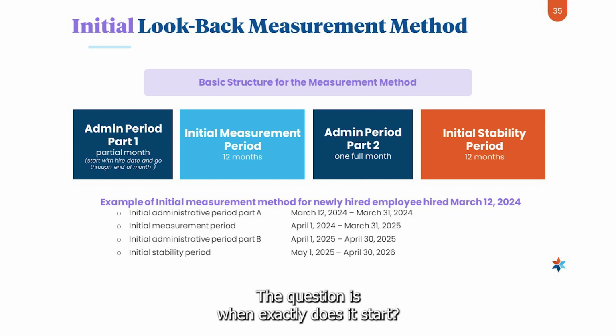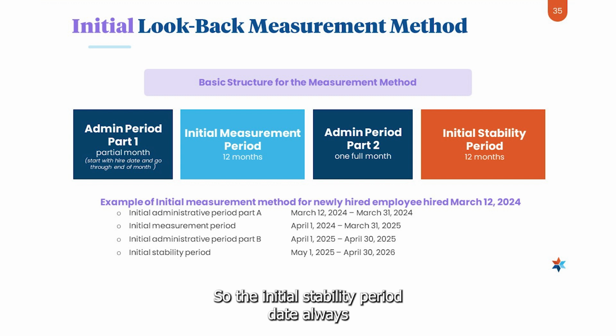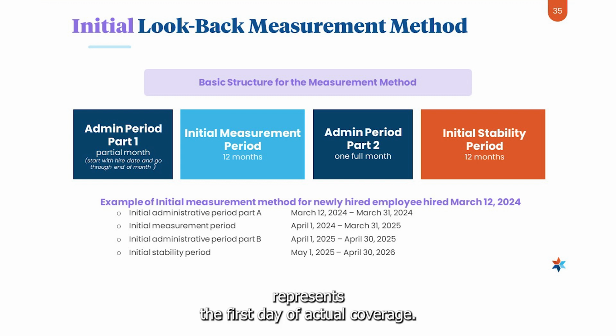The question is, when exactly does it start? When are they actually eligible? When is the coverage actually effective? And it is May 1. So the initial stability period date always represents the first day of actual coverage. So stability period is actual coverage period.